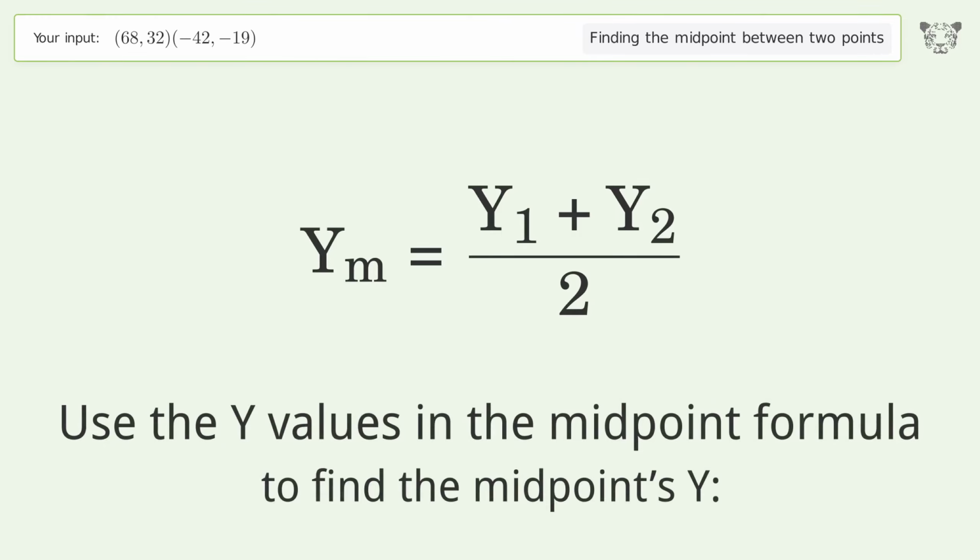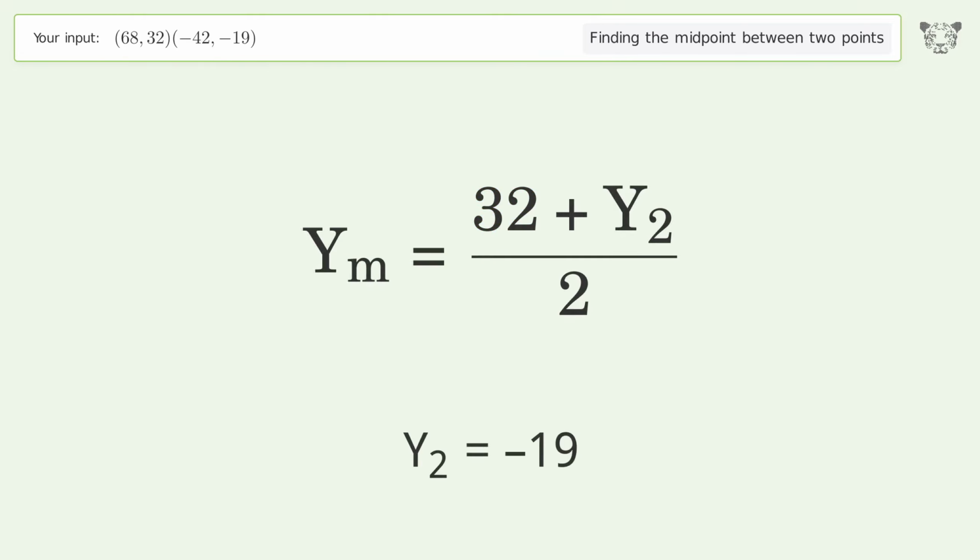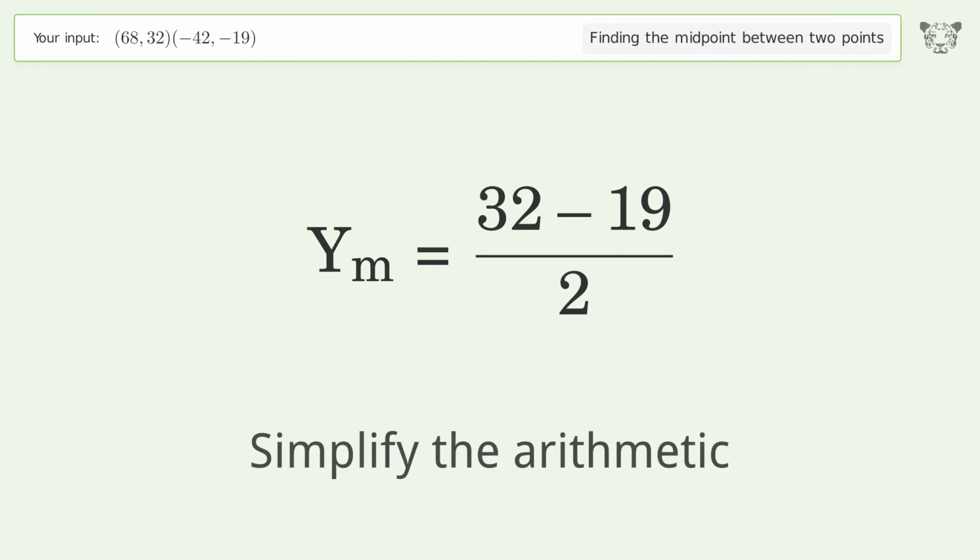Use the y values in the midpoint formula to find the midpoint's y. y1 equals 32. y2 equals negative 19. Simplify the arithmetic.